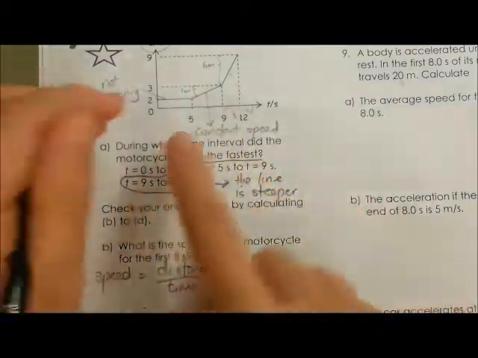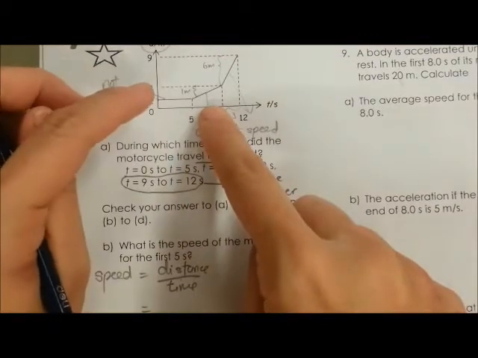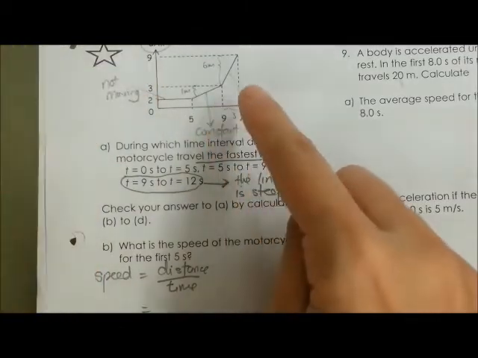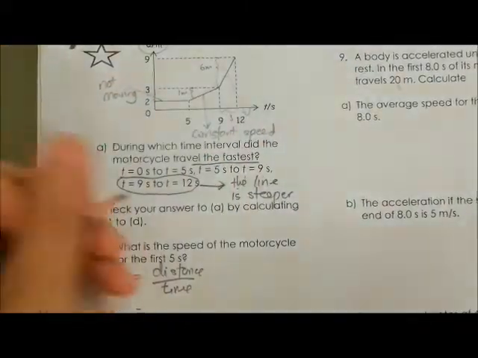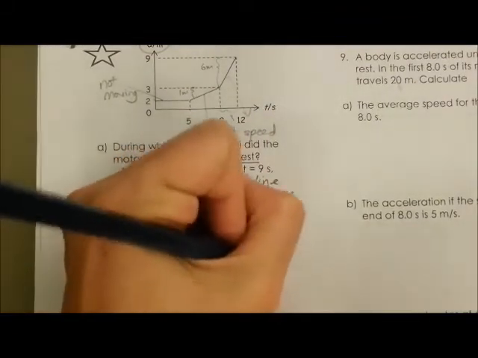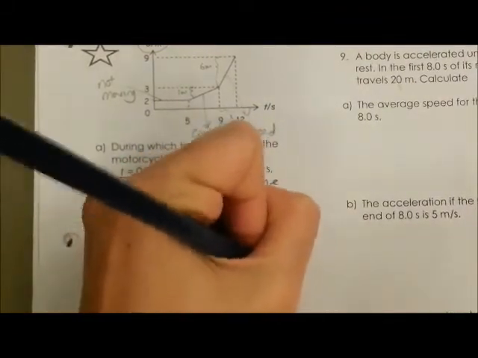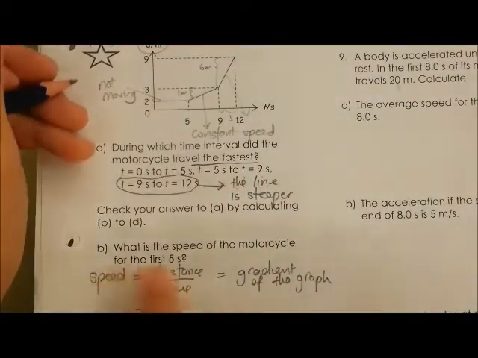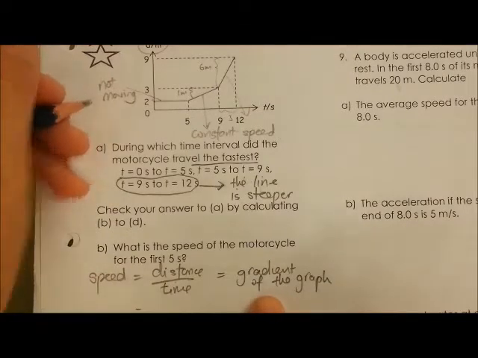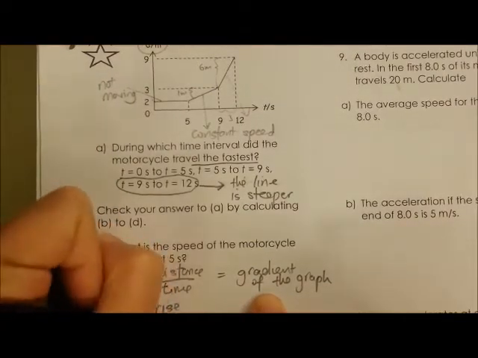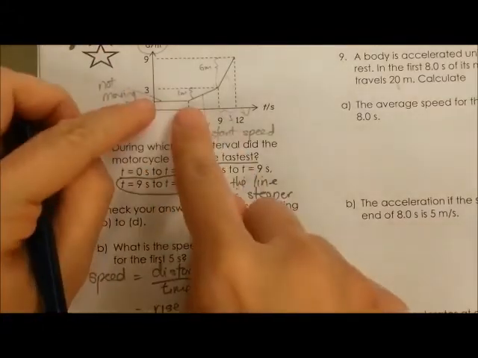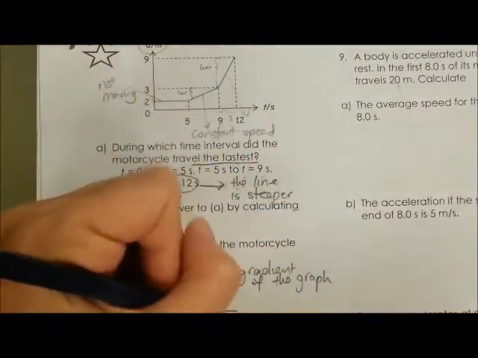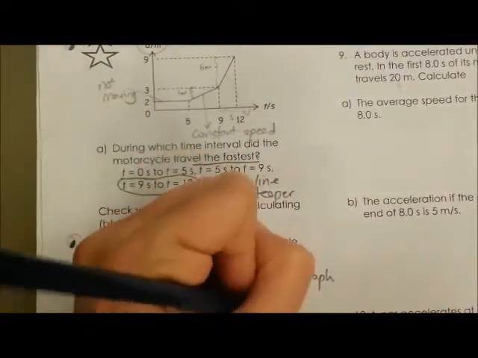Now I repeat myself. For a distance time graph, to find the speed, you can also find the gradient of the graph. Remember, finding the gradient of the graph will give you the speed. Now, how do you find the gradient of the graph? Rise over run. But for this line, there's no rise, it's a horizontal line. So it's 0, divided by the run, which is 5. Answer would be 0 meters per second.